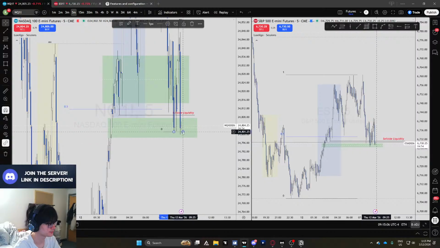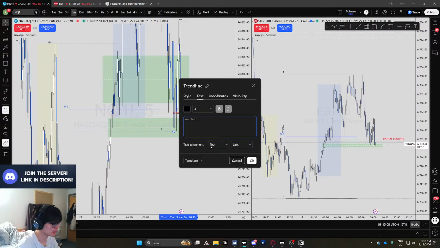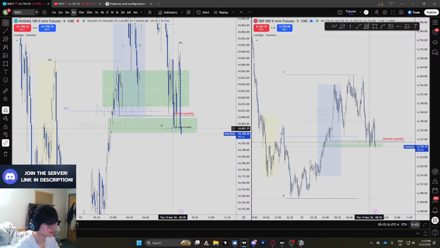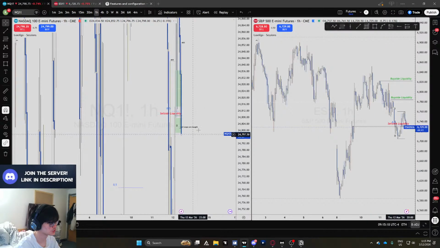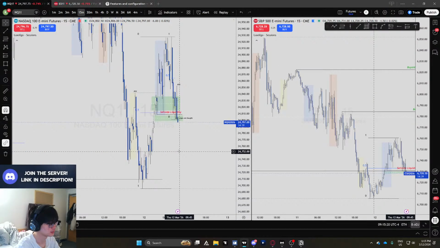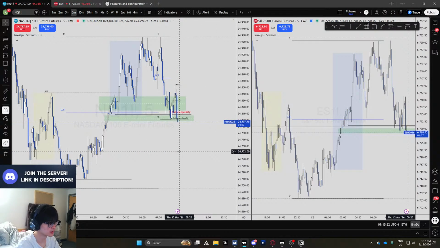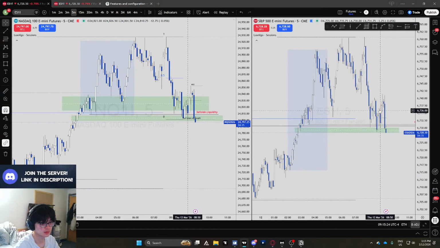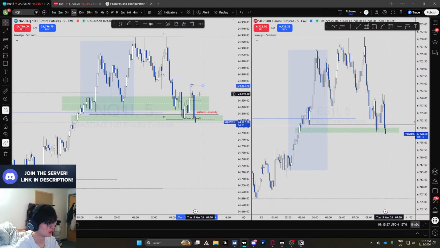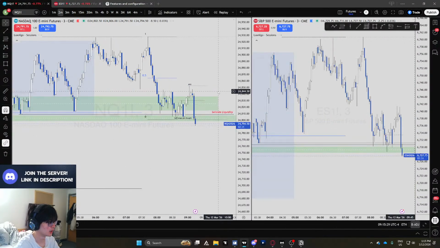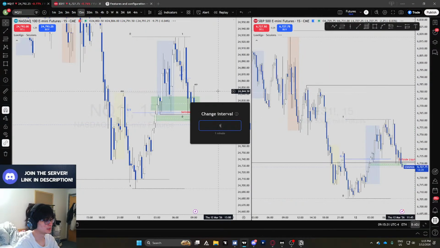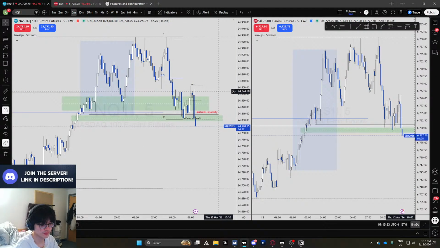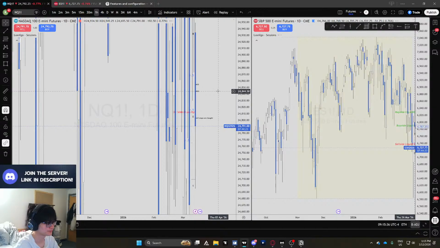This would be sell stop support here, assuming that we're going higher. Always see that. Ahead of 9:30, we manipulate lower.